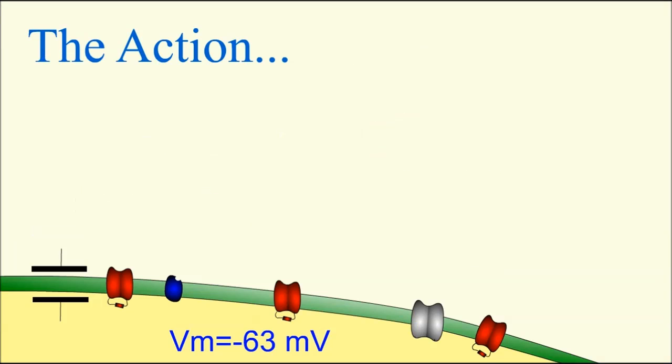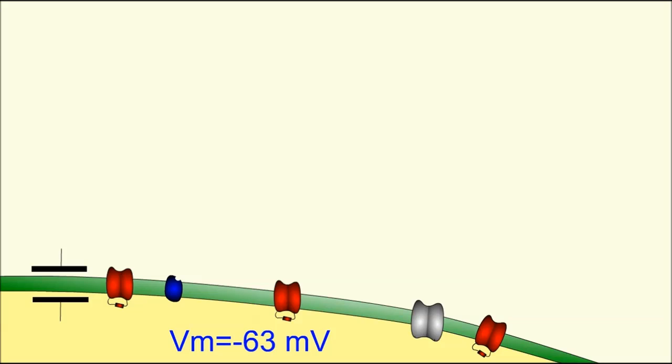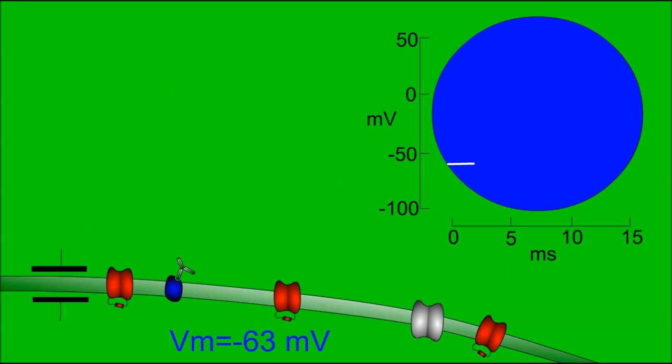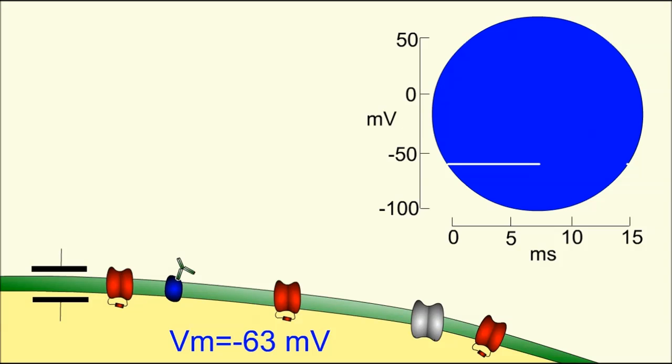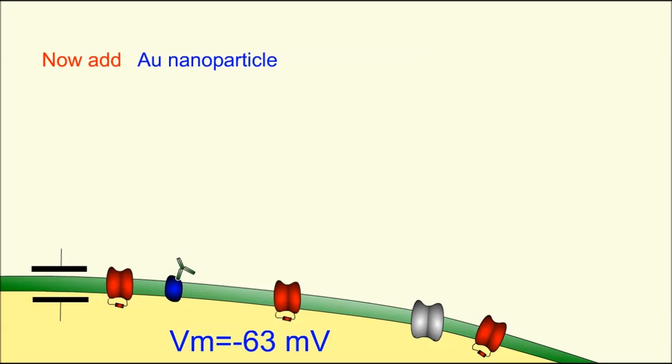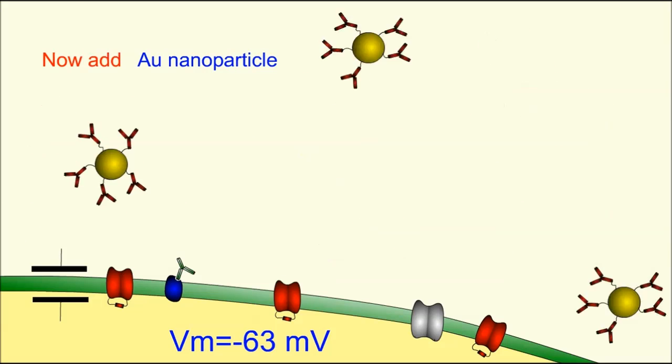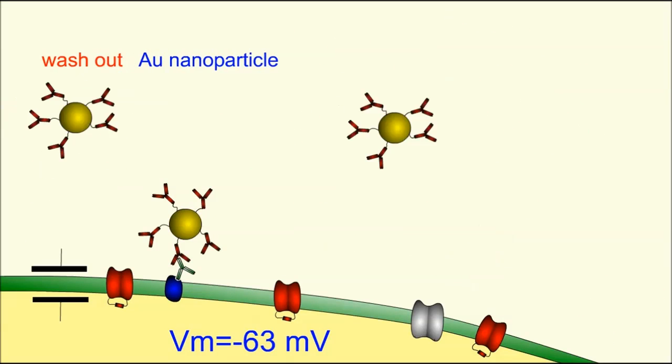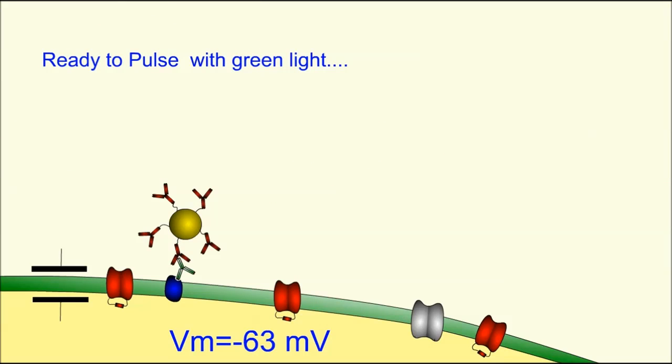We begin by showing a native neuron at resting potential. To use this technique, we first deliver the primary antibodies, which bind to their target antigens, and then we wash out unbound antibodies. Under this condition, a pulse of green light has no effect on the neuron's membrane potential, as shown by the flat trace to the upper right. We next add gold nanoparticles conjugated to secondary antibodies, followed by washout of unbound nanoparticles. This yields nanoparticles anchored to the membrane antigen through an antibody linkage.